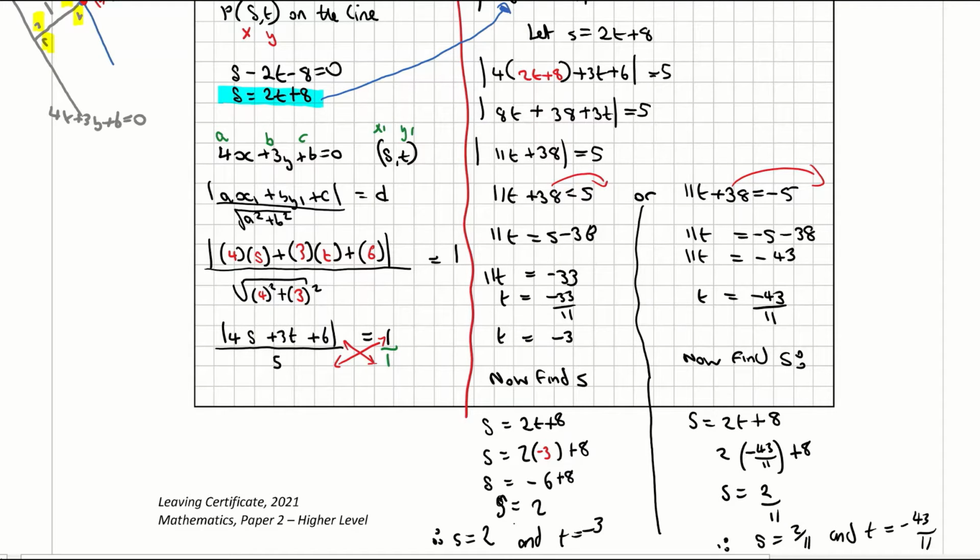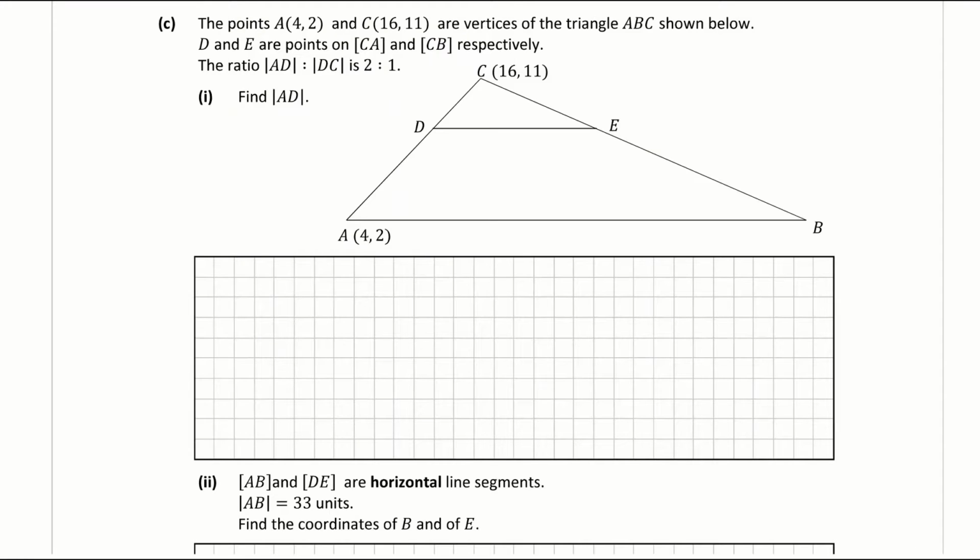We're now going to have a look at the final part to it, part C. The points A and C are vertices, so corners, of the triangle ABC as shown. D and E are points on CA and CB respectively. The ratio AD is to DC is 2:1. So they want us to find the distance from A to D. So they want us to get the length of this line here.